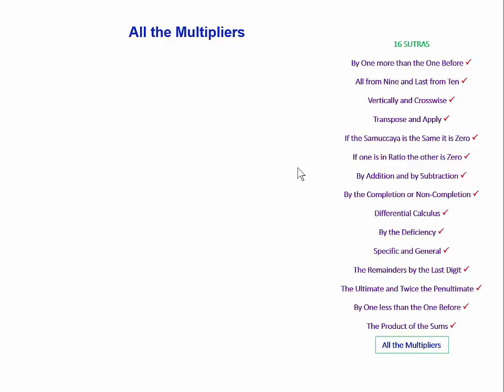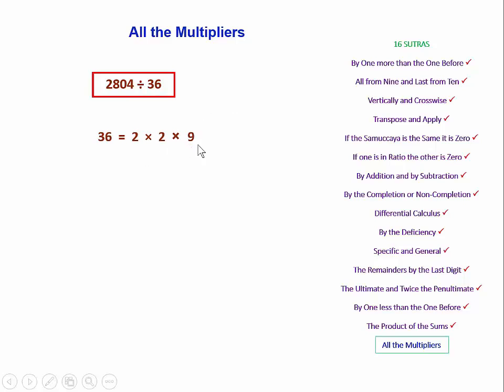Finally, all the multipliers, Gunaka Samuccaya. And this is a technique which is pretty obvious really, but it works sometimes if your divisor can be split into factors. For example, 36 has got lots of factors, so we can divide in steps. 36 is 2 times 2 times 3 times 3, or if you like it's 2 times 2 times 9. And so we could divide by 36 by dividing by 2, and then dividing by 9. And I've chosen 9 rather than 3 times 3 because it's easy to divide by 9.